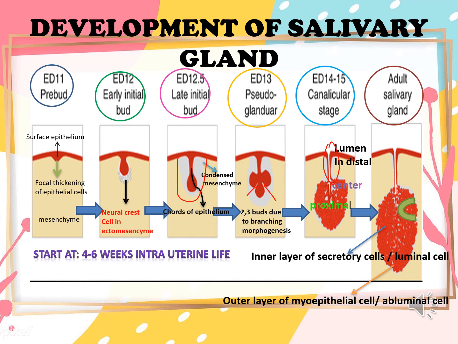Now, as the gland increases in size, connective tissue will diminish mostly, and the thicker portion of connective tissue continues as a capsule. It inserts into the duct and divides the gland into lobes and lobules.